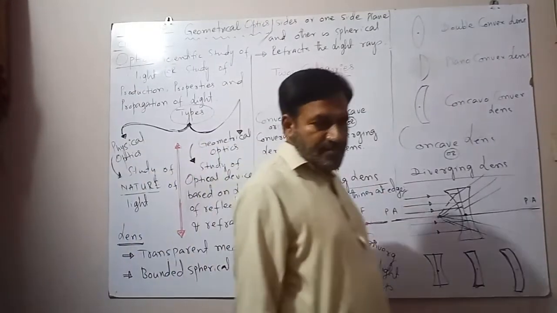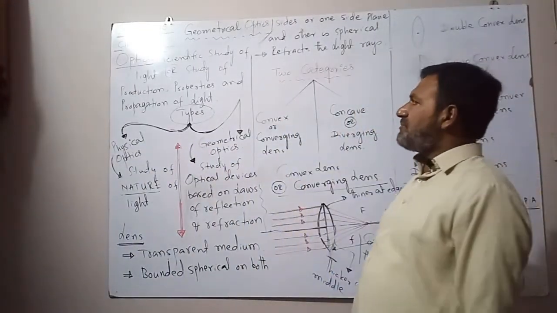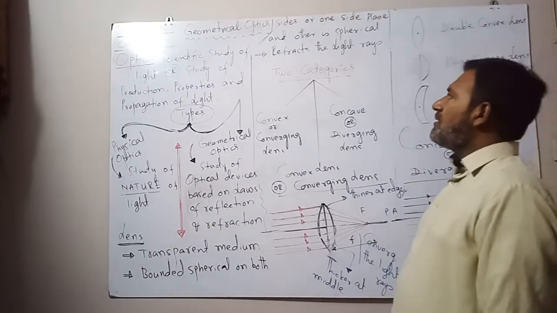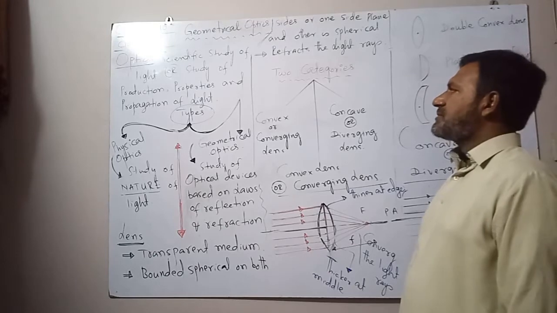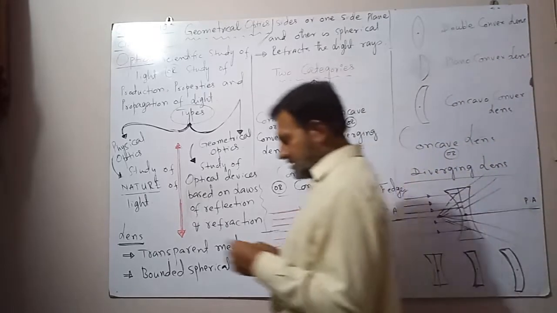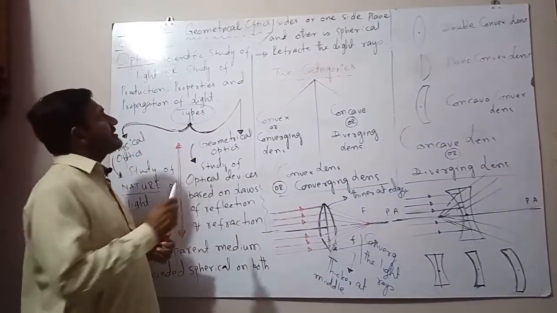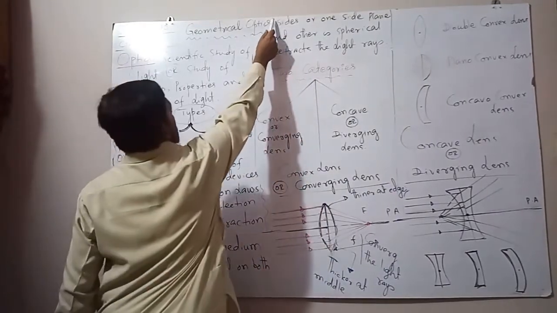Bismillahirrahmanirrahim. Today we start chapter number 10, class first year, and the name of the chapter is Geometrical Optics. Optics is the branch of physics, and it's the very oldest branch of physics.